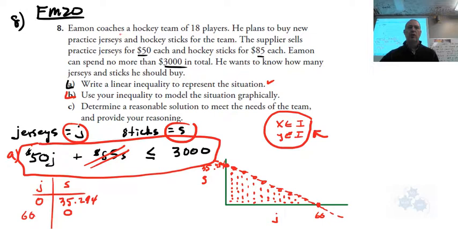Okay, so now we have to decide which one of these dots is going to be a reasonable solution. Obviously 1 and 1 is not going to be a reasonable solution. If you've got a team of 18 players, you don't want to buy one jersey and one stick and have everybody else have no sticks and no jerseys, right? So you want to try and outfit everybody, I think. So you want to at least have 18 of each. I think that would be the first thing that, according to this situation, you'd want to do.